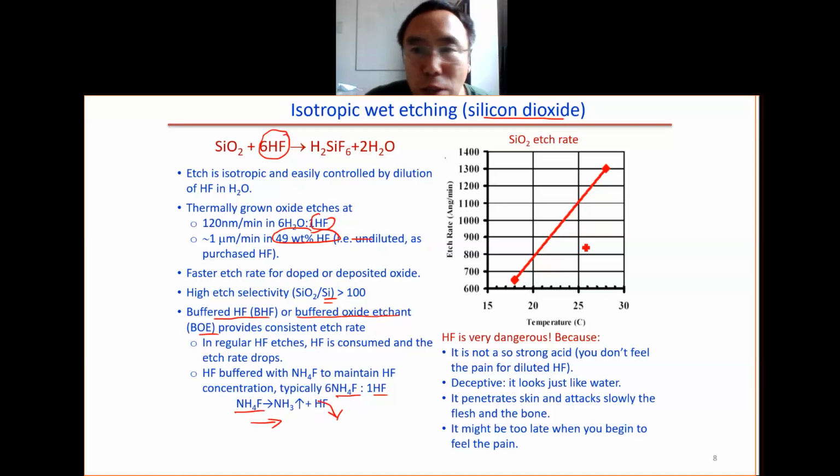So for the HF etching, how to tell all the oxide is gone?